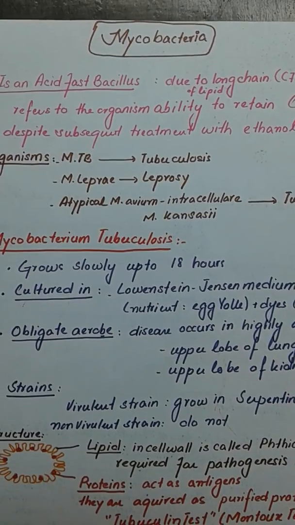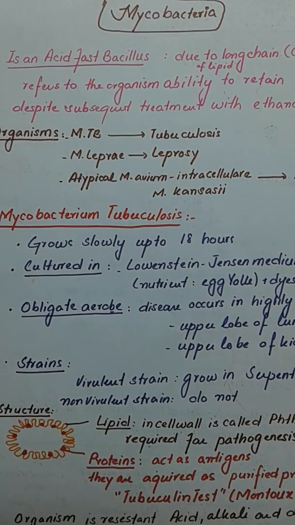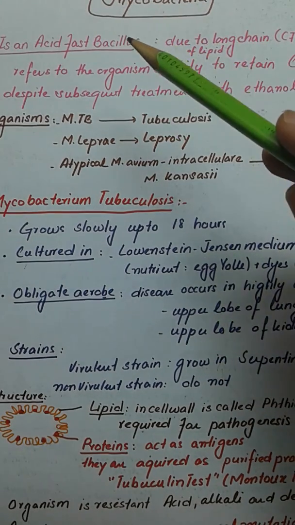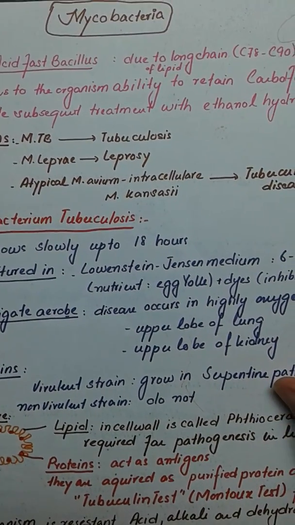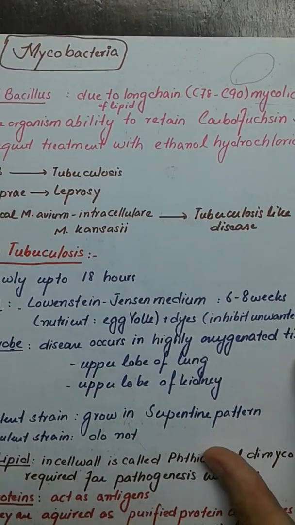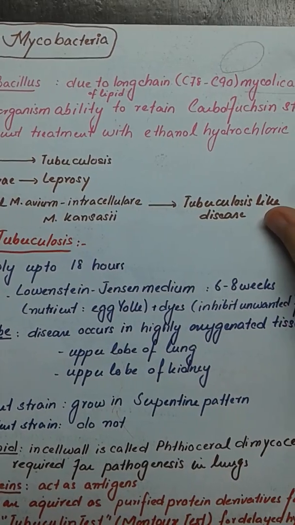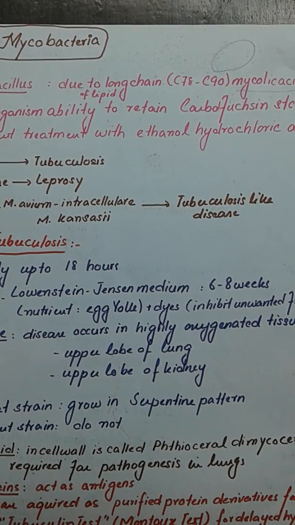Now, this bacteria is quite important because of its specific characteristic that it is known as an acid-fast bacillus. Now, what does acid-fast bacillus mean? That its structure contains a long chain of lipids. It is present in the cell membrane. Now, these long chains of lipids are known as mycolic acid, which consists of carbon numbers 78 to approximately 90.